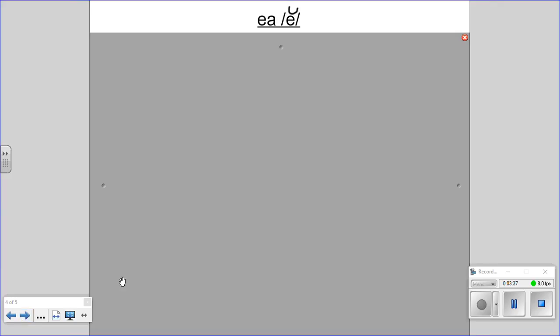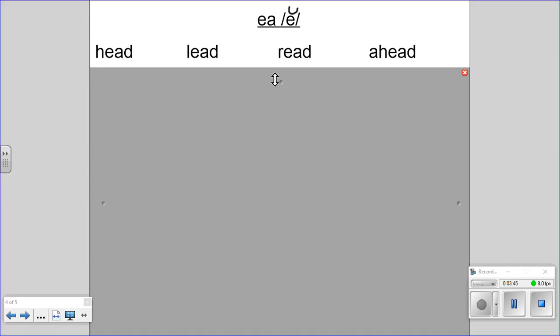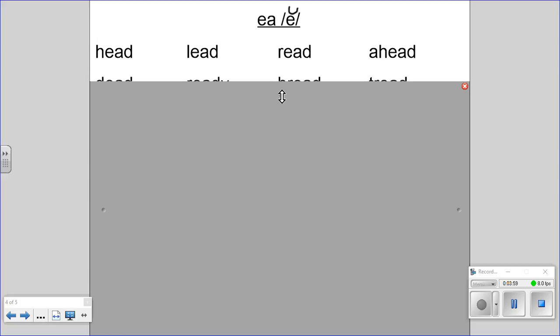Let's look at some more words with the EA vowel team where they're breaking the rule and they're saying eh. Please read with me. Head, lead, read, ahead. Now this word could also be lead, and this one could be read. When you're reading a story, you just have to think about the context and which would sound more correct.